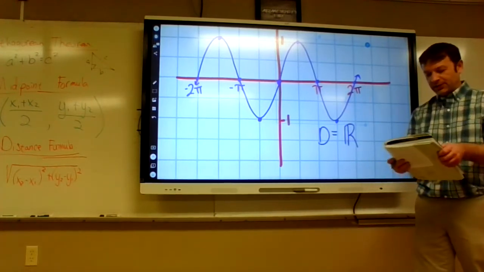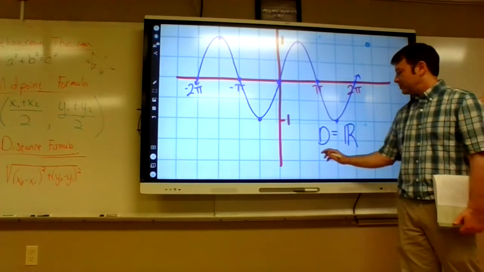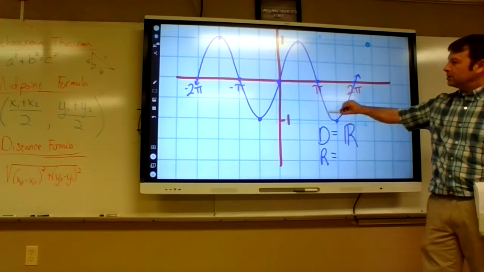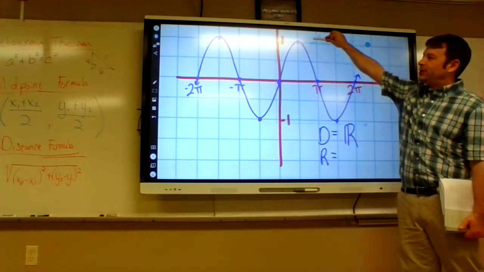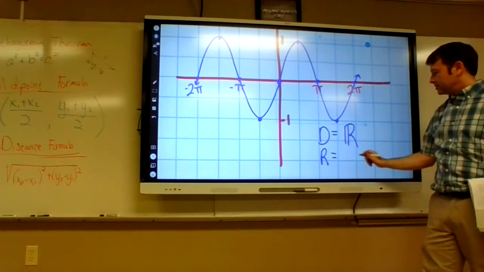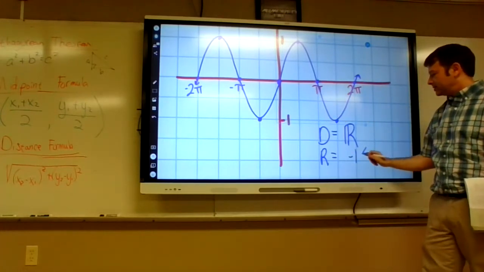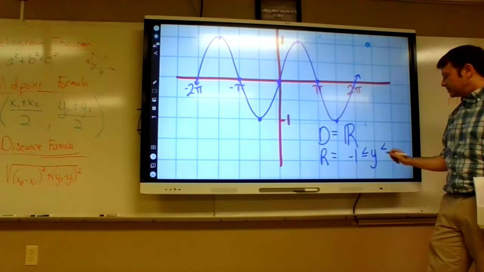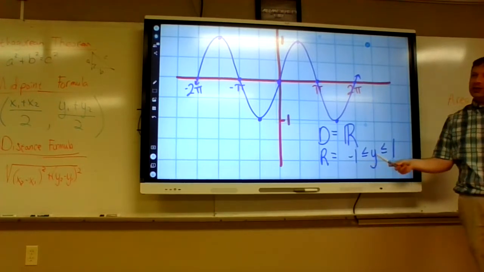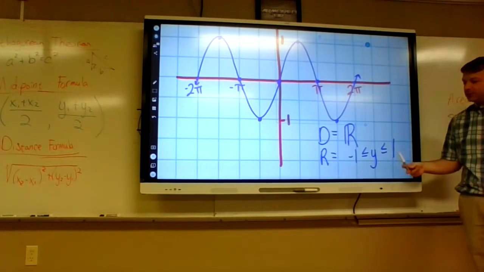And does it ask for the range? Yes, it does. What is the range of this function? What is greater than -1, less than 1? Okay, it goes up and down between -1 and 1. So the way that you write that is that y is greater than or equal to -1 and less than or equal to +1.